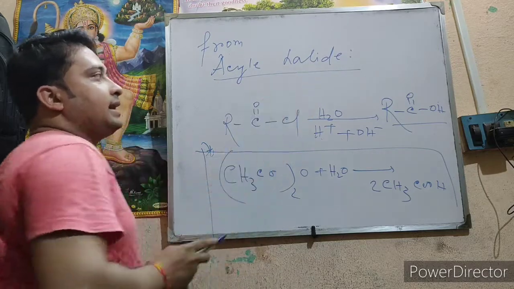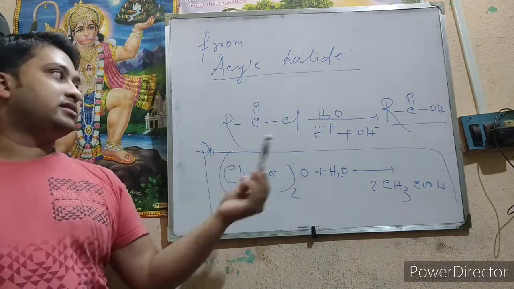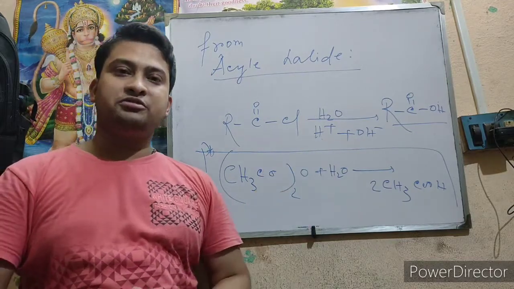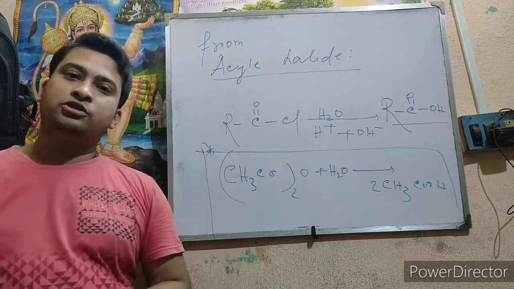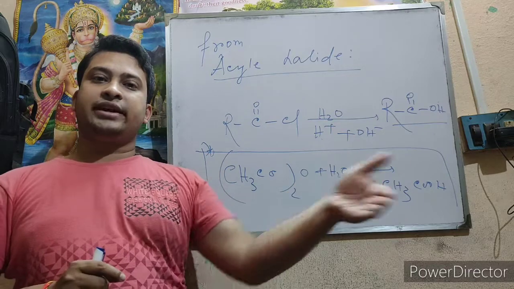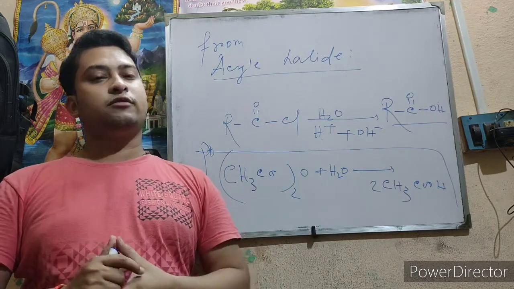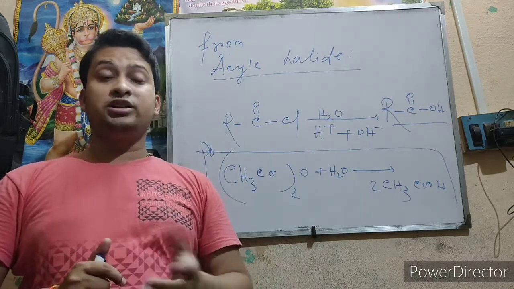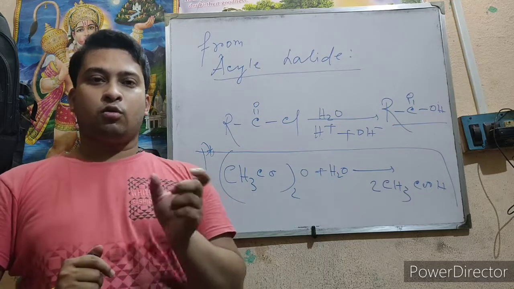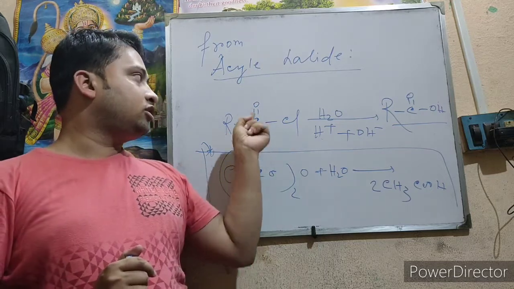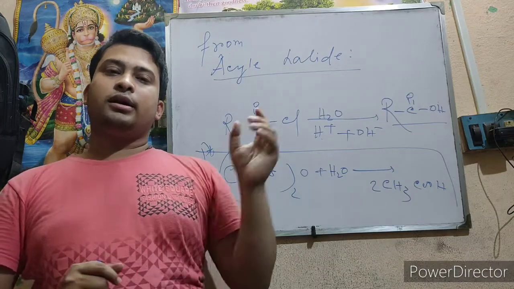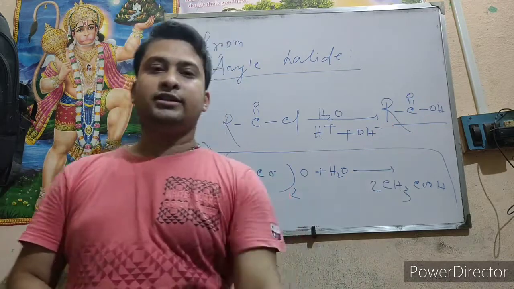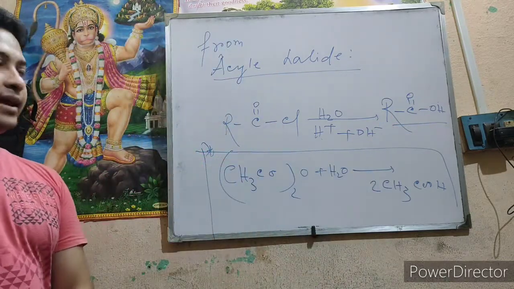So from acyl halide, how can you prepare? You just hydrolyze it using H2O. Water gives you H plus and OH minus, and we know that H plus always wants to react with Cl minus, forming HCl. The OH minus reacts with RCO plus and gives the product acid. So this is the simple method to prepare acid from acyl halide.